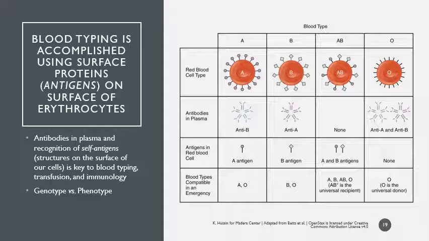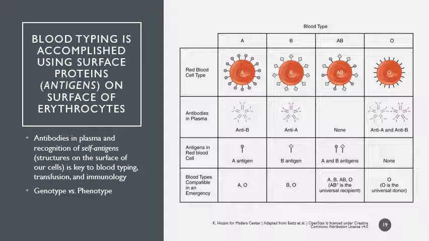Remember that red blood cells don't have nuclei, so those cells themselves are not coding for those proteins, but it's coded for by that process of hematopoiesis, of erythropoiesis. So those precursor cells to the red blood cells are what's coding for those proteins.